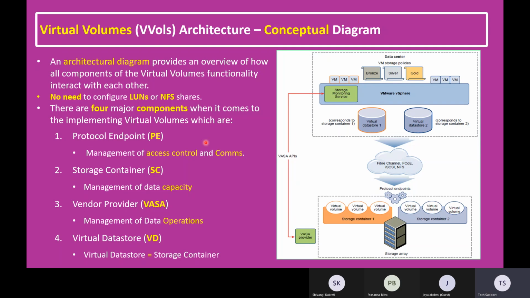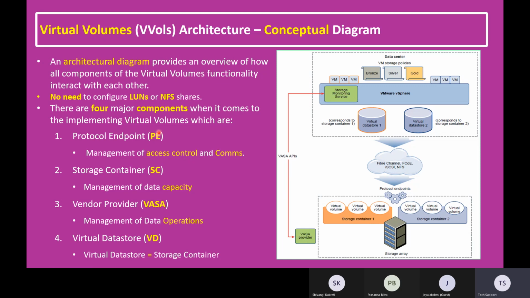So the same point I explained here again. An architectural diagram provides the overview of how all components of virtual volumes functionality interact with each other and how they are connected, and there is no need to configure LUNs. So this is the important point: no need to configure a LUN or NFS share. There are four major components within our architecture when it comes to implementing virtual volumes.